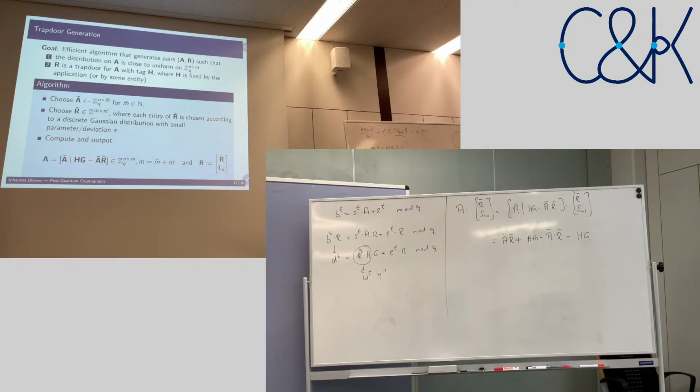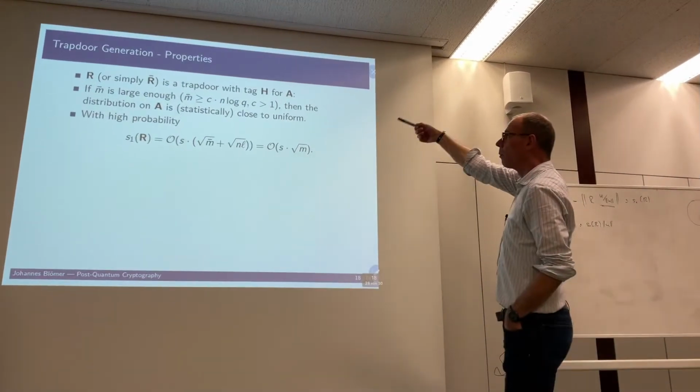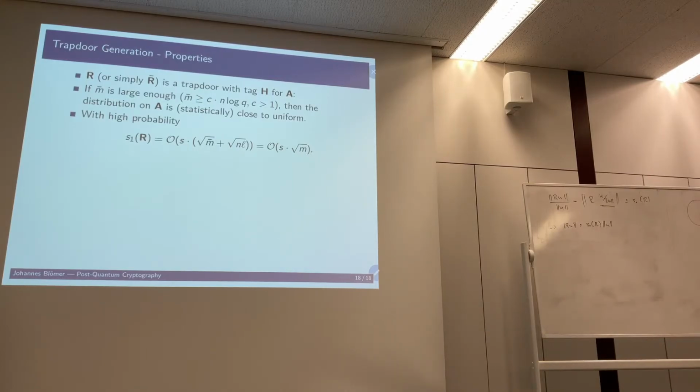But we also have to show that it has good quality. And that is what I do on my last slide, which, so R, or simply R bar, is a trapdoor with tag H for A. And what one can show is that if M is large enough, then using the right Gaussian distribution for R, and M bar is something like C times N log Q, where C is slightly above 1. You can even do it slightly, you can actually do N times log Q plus some error term, or plus some additional terms that are lower order. Then one can show that the distribution on A is statistically close to uniform.